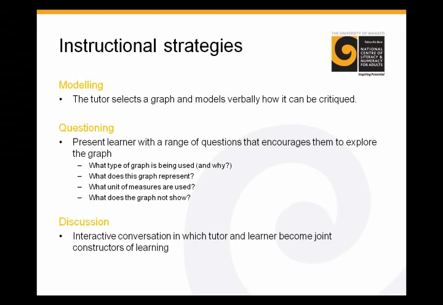And finally, discussions. Interactive conversations in which the tutor and learner become joint constructors of learning. The fantastic thing with workplace instruction is your employees are likely to know far more about the data being used in the graph than you do. So you might come with particular knowledge about how the graph is constructed. They know about the data in the background, and so in that way both you and them can become joint constructors of learning, and you don't need to be the content expert per se, but just create great conversations.